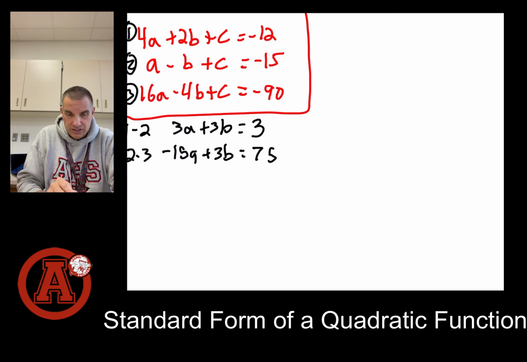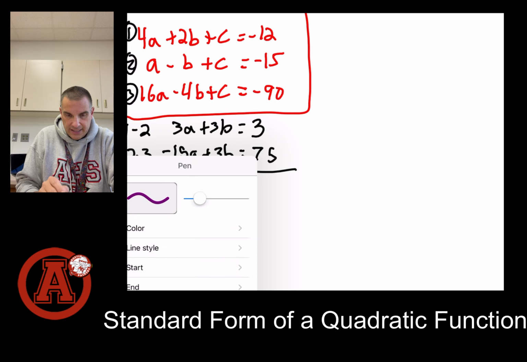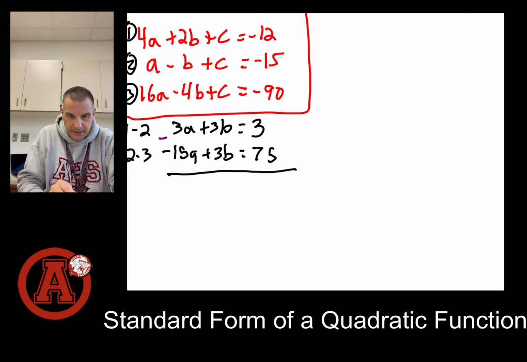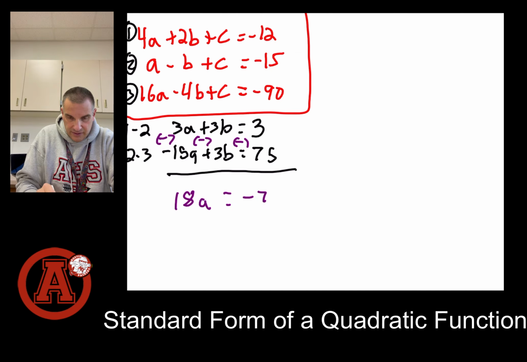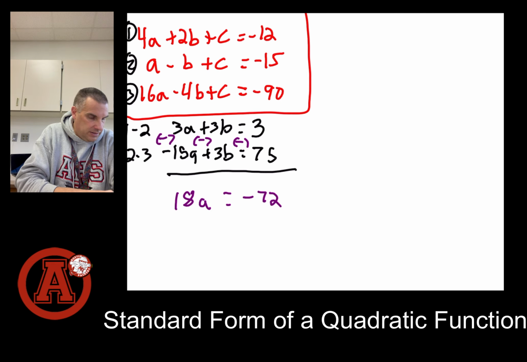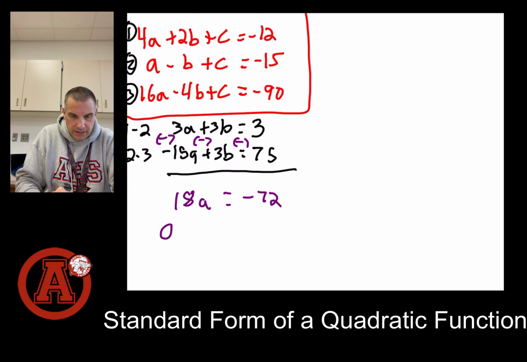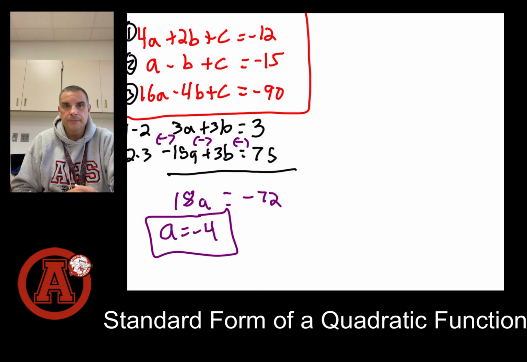Now it looks like I can just subtract these. So I'm just going to put a little minus in between all of them. So you get 18a, those go away, equals 3 minus 75, which is negative 72. 72 divided by 18, please work, please work, please work. So you get a is equal to negative 4. There's my a value.